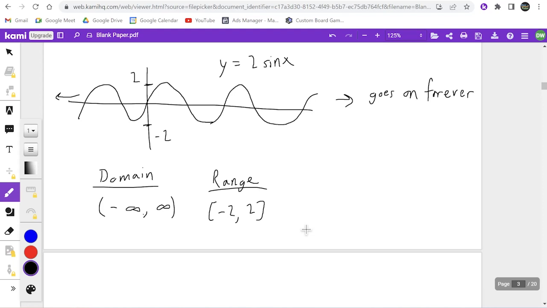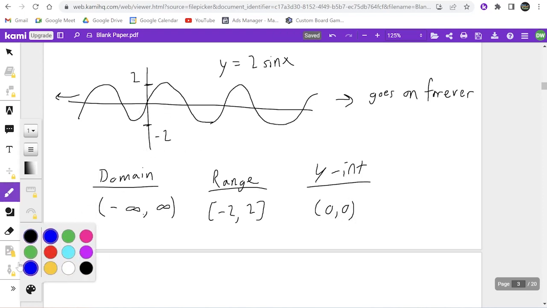What's harder is the x and y intercepts. So I'm not even going to do x and y intercepts the hard way. I'm not going to find them using x equals 0, y equals 0. Just looking at the graph, I see the y-intercept. The y-intercept is literally 0, comma 0. Why? Because look at it right there. There's your y-intercept. That's where you cross the y-axis.